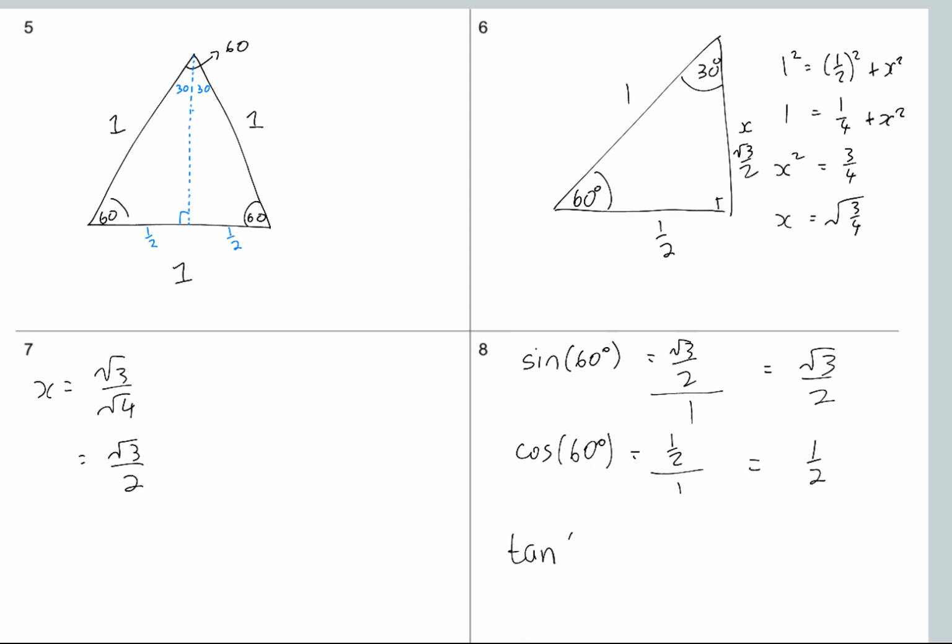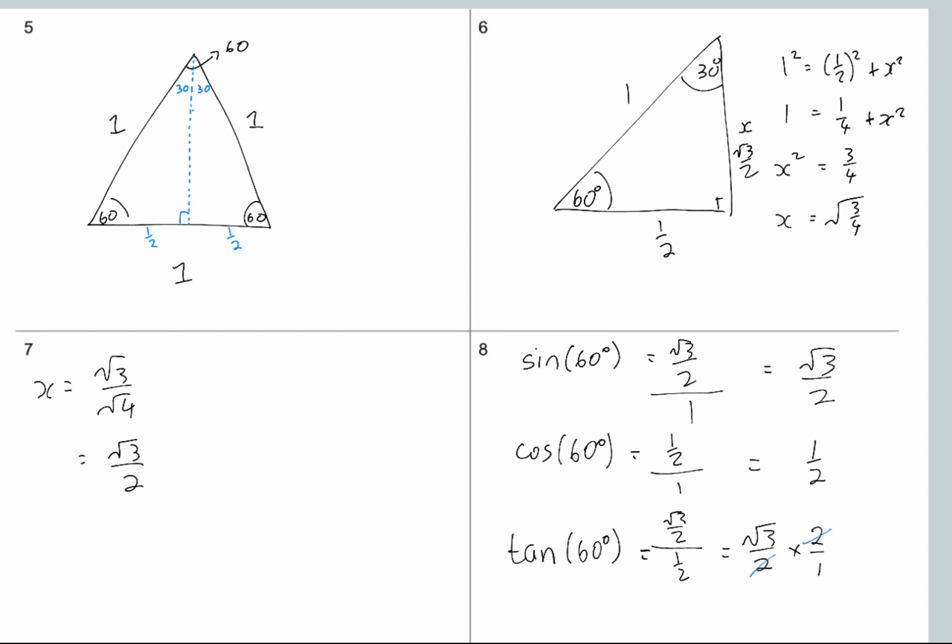The tangent of 60 degrees, this is probably the trickiest one to look at, is opposite over adjacent. Bit of manipulation here. Don't freak out. It's root 3 on 2, opposite over adjacent, a half. Now, I'm dividing by a half, which is the same as multiplying by 2, right? So that gives me root 3 on 2 multiplied by, I'm flipping the fraction, 2 over 1.